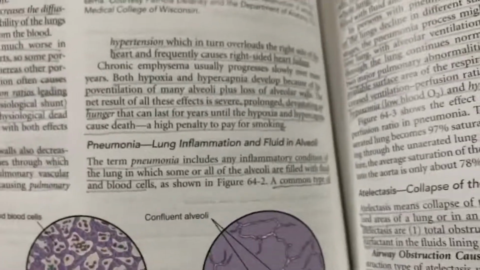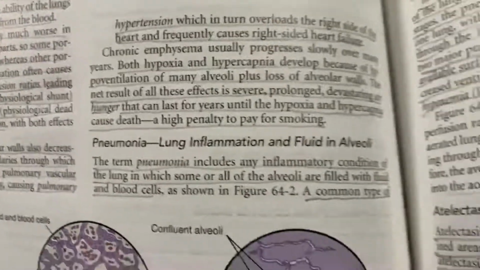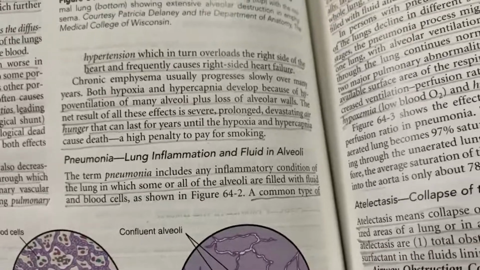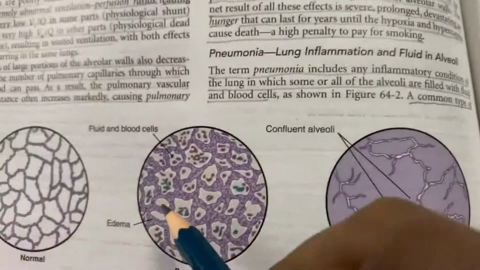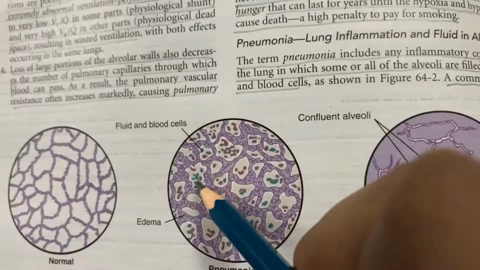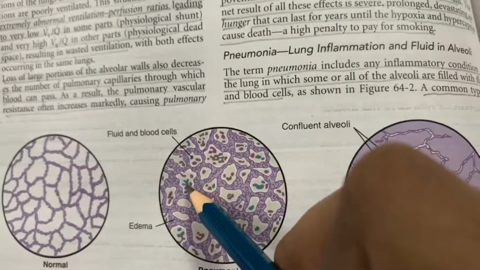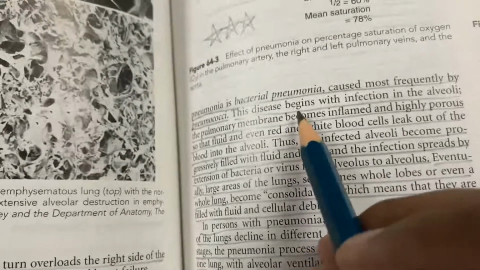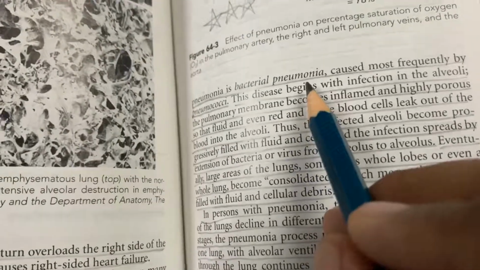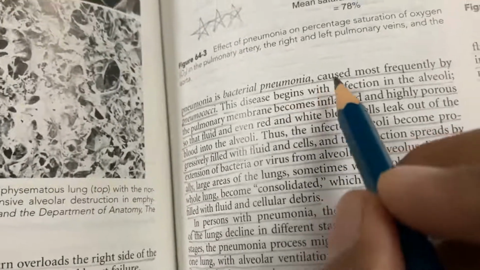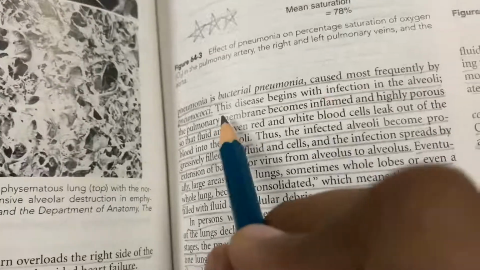Coming to pneumonia, the term pneumonia includes any inflammatory condition of the lung in which some or all the alveoli are lined with fluid and red blood cells, as you can see here. A common type of pneumonia is bacterial pneumonia, which is caused most frequently by pneumococci.